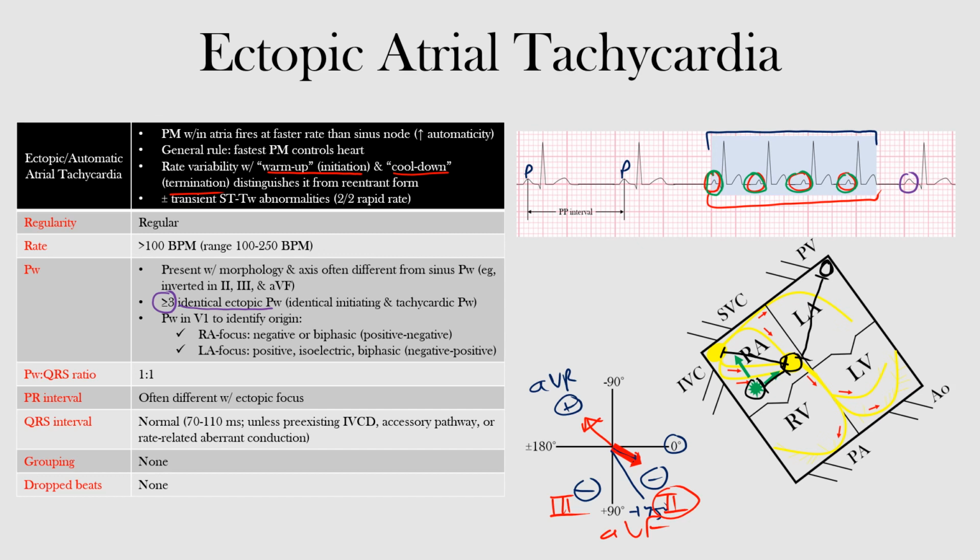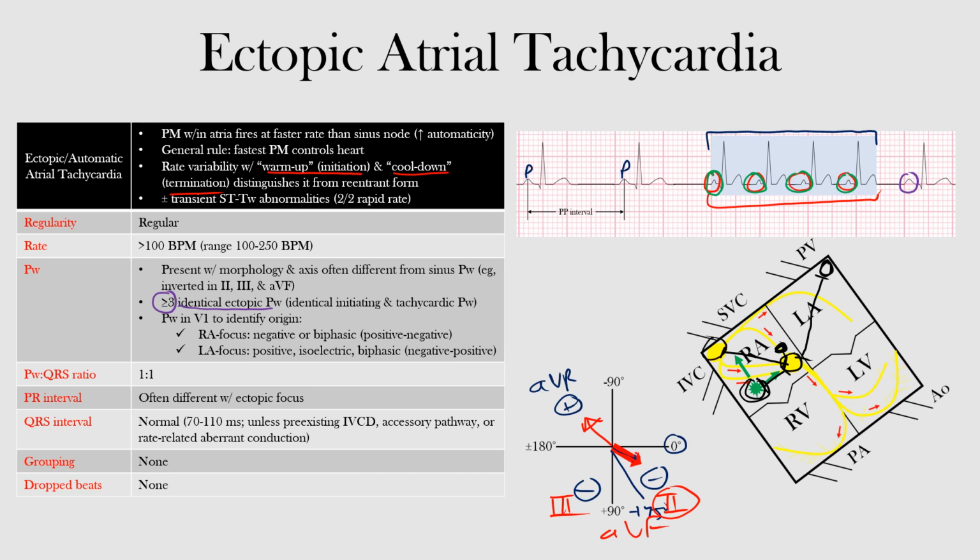What if it originates low in the atria at this point? That can give us a short PR interval. So it's that distance from the AV node and the ectopic focus. Now just so you're aware, when we talk about ectopic focus, it means some area in the atria outside of the normal sinus node.